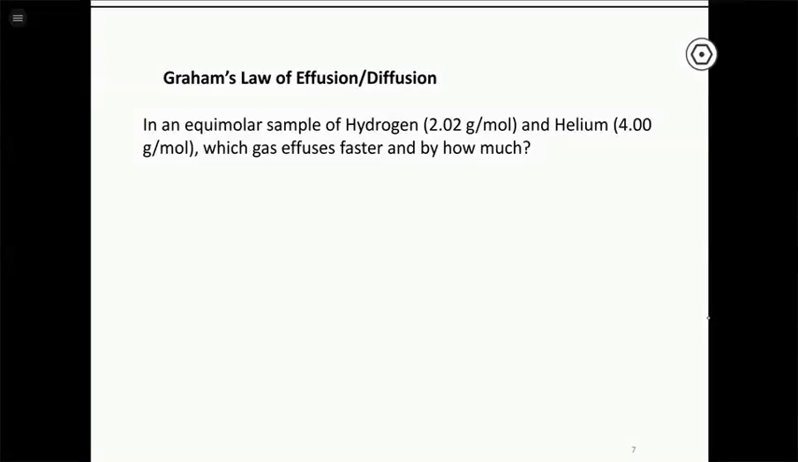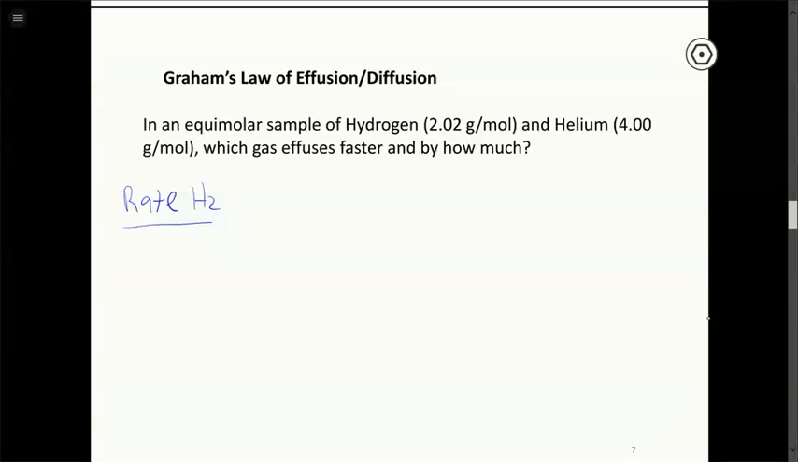Remember, effusion, the definition is just the leak rate. So if we had a sample of hydrogen and helium and wanted to know which one leaks faster, we can use this equation to tell us. So it doesn't matter which way we set up the ratio. Let's just do it hydrogen over helium, since that's the order they were given to us. We can write the equation in either way. It doesn't matter which one's on top or bottom.